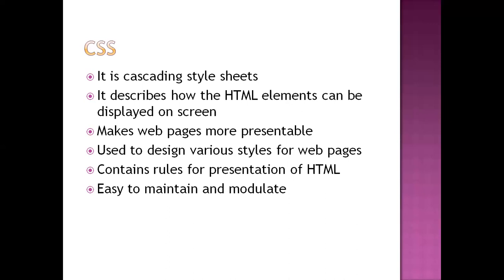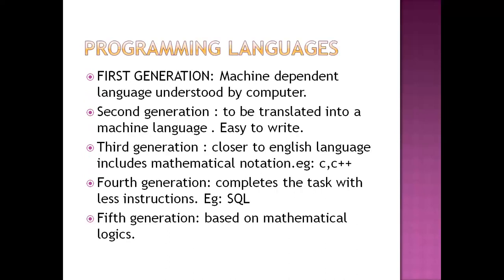And this CSS is very easy to maintain and also easy to modulate. You can modify it very easily. You can maintain it very easily. So that is about CSS language. Cascading style sheets. In the name itself, it is there. You see cascading style sheets. So it represents the language in a stylish form. So that is the importance of this CSS language.